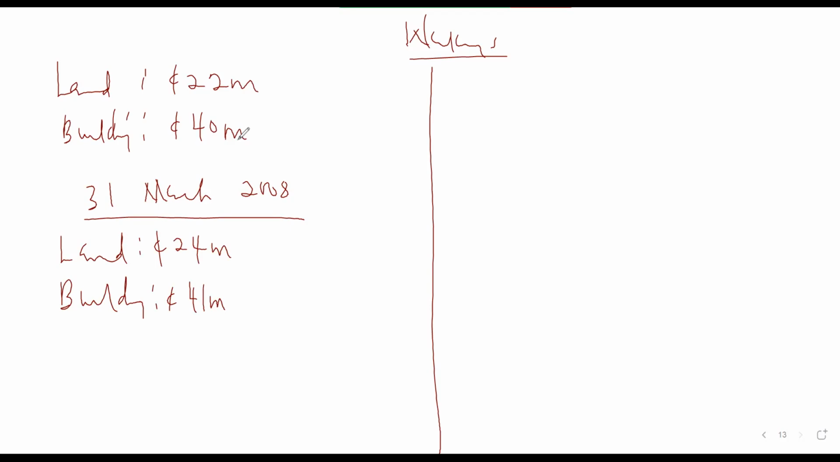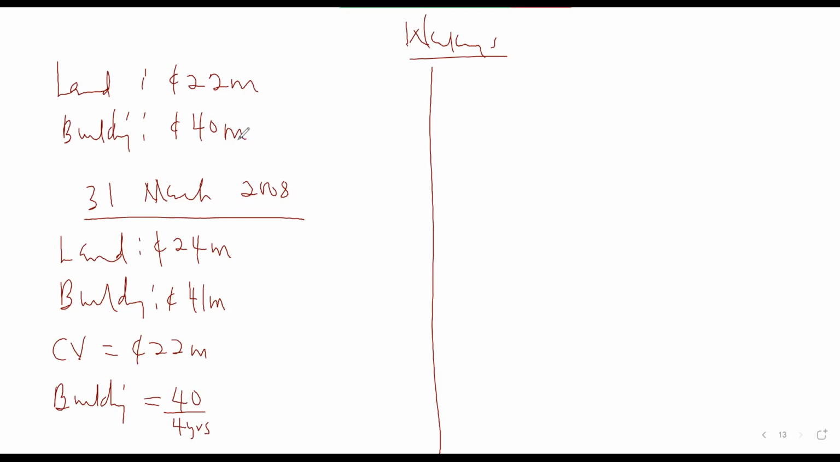The land will still be 22 million because the assumption is that we are not depreciating the land, isn't it? Okay. What will be the carrying value for the building? Land will still be the 22 million, but the building will be what? Depreciated. That will be 40 over 40 years.